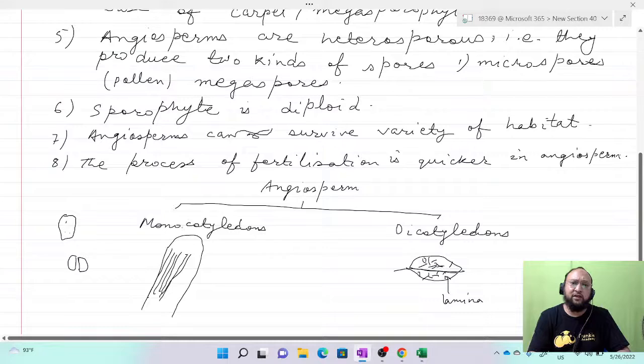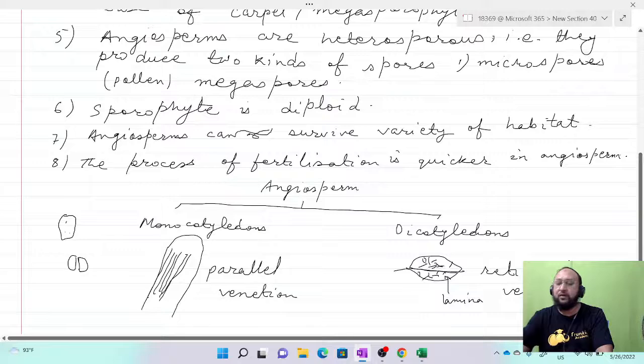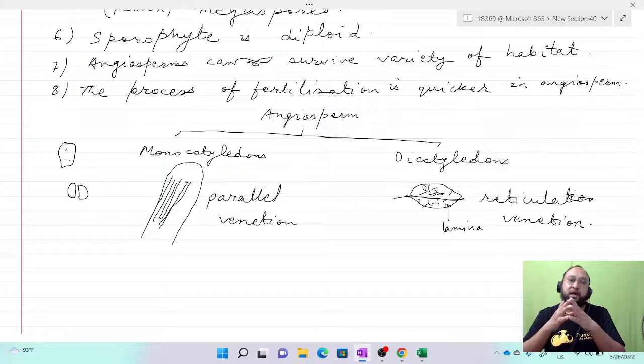And in case of the monocotyledons, it is a parallel venation. So here we find the parallel venation, and here we find the reticulate venation. So the two main divisions of these angiospermic plants are the monocotyledonous and the dicotyledonous plants. Monocotyledonous plants will have parallel venation, and dicotyledonous plants will have reticulate venation.